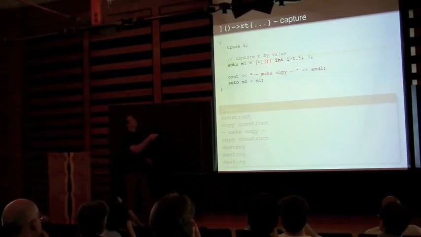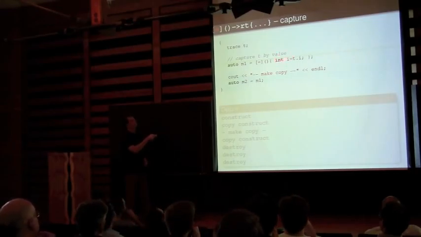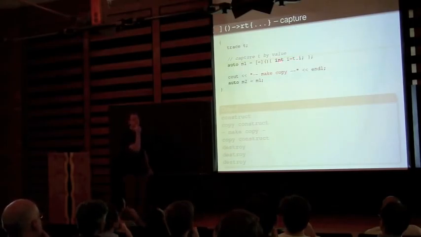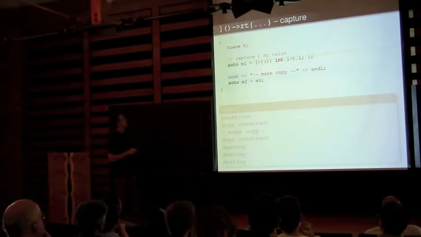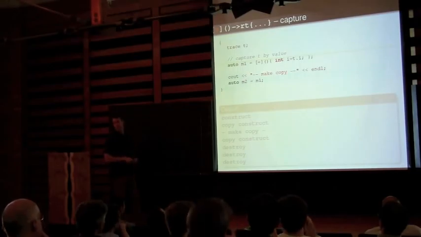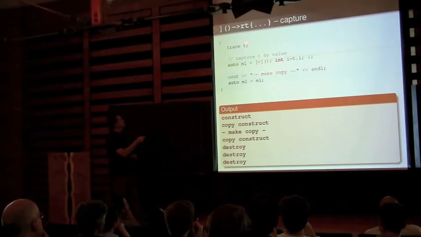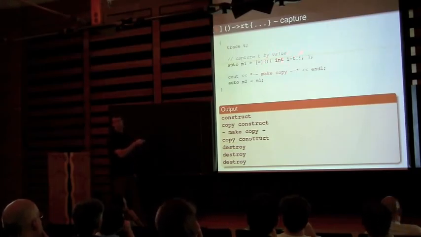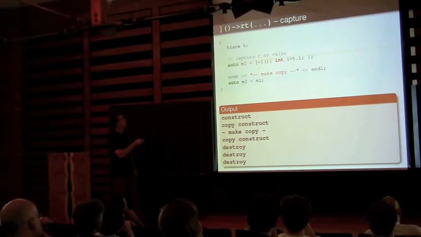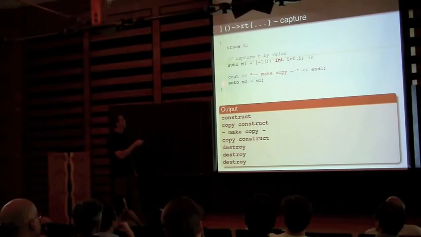So let's go ahead and use it. Same type of thing. I'm assigning a local I to the Trace's I. This will be evaluated. The closure object is assigned to M1. And then for fun, let's make a copy of M1 and assign it to an M2. All right, so T gets constructed. Copy construct. Yep, that's what I expected. I captured by value, and I'm using it, so T's got to get copy constructed. Make copy. Copy construct again at the assignment, which is really an initialization. And then we destroy all three as we leave the scope.